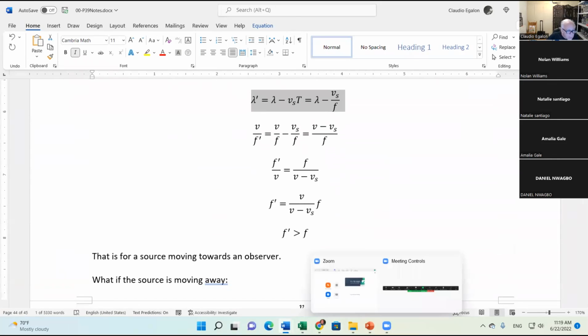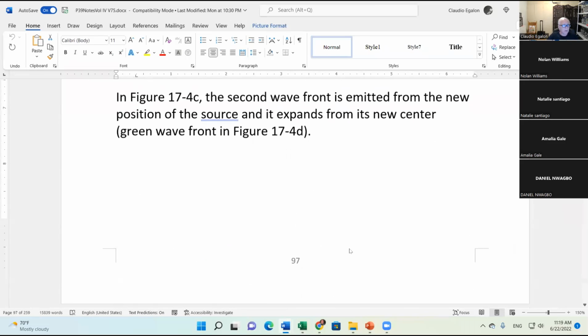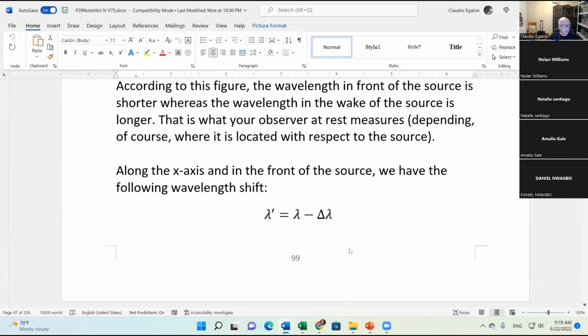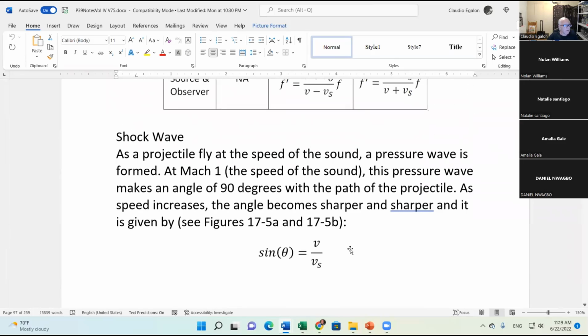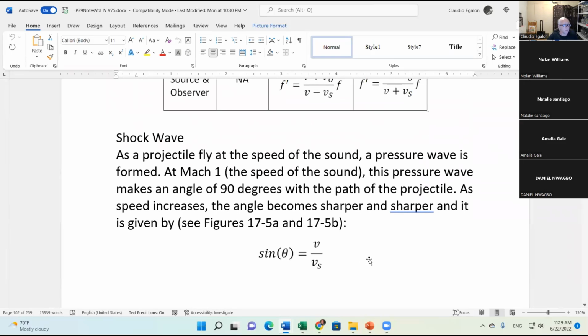Supersonic speed, not this one. It's this one right here. And here we have another drawing. We did that, right? Okay, shock wave. This pressure wave makes an angle of 90 degrees with the path of the projectile, okay? So when the velocity of the source is equal to the velocity of, that's the relationship that you get. That angle that you saw, sine of theta, is going to be equal to V over Vs, okay?